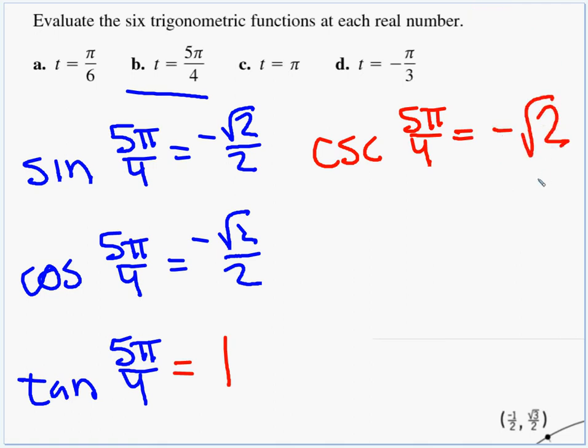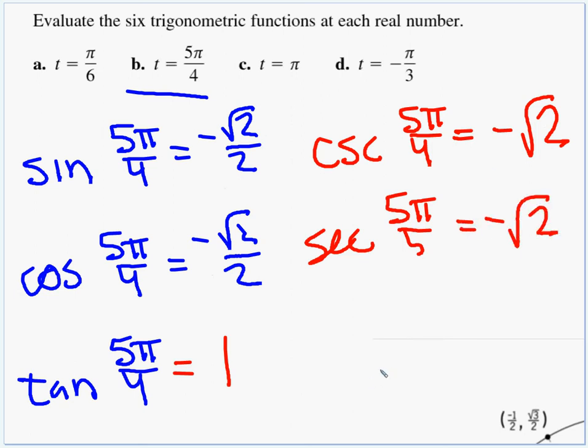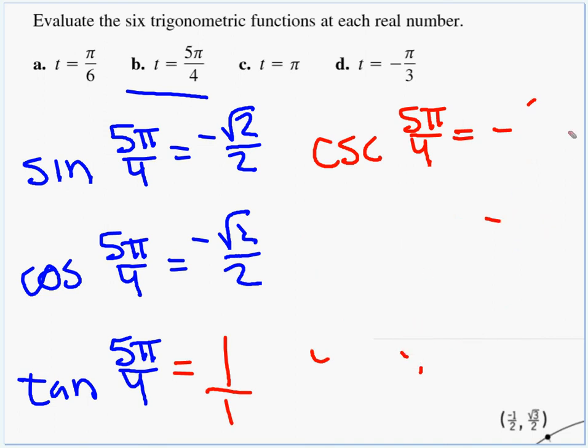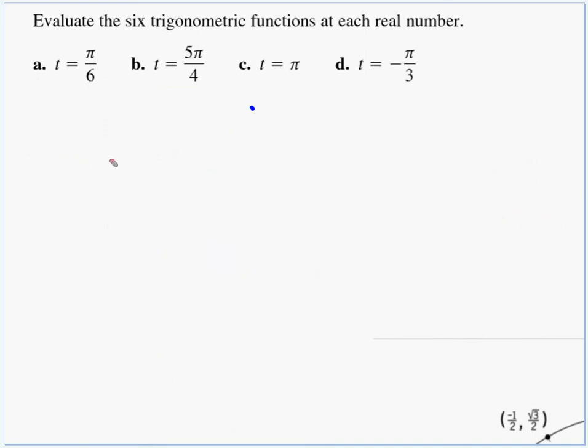Negative root 2. Cos flips to secant, and it's going to be the same thing. We're flipping over the exact same thing we flipped up here, negative root 2. And cotan, that's the easiest one of the bunch, because if we flip over 1 over 1, we just get 1 over 1. All right, one more to go here.